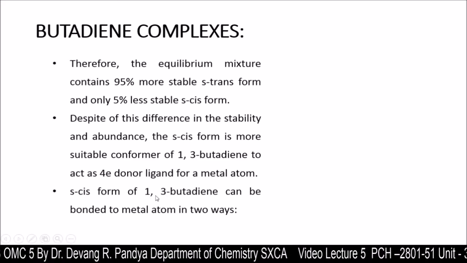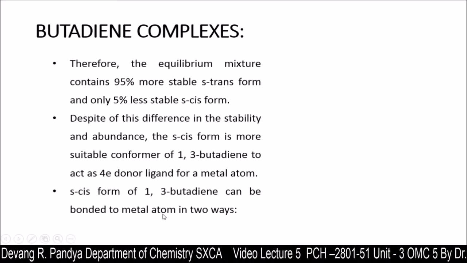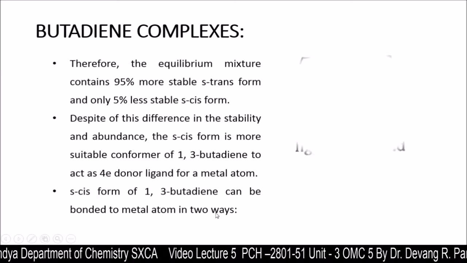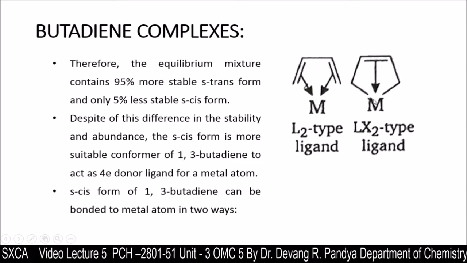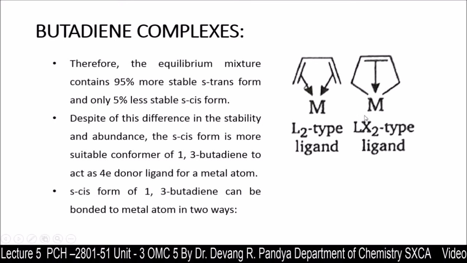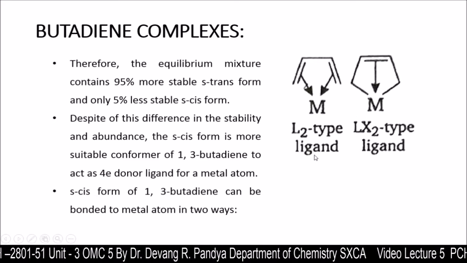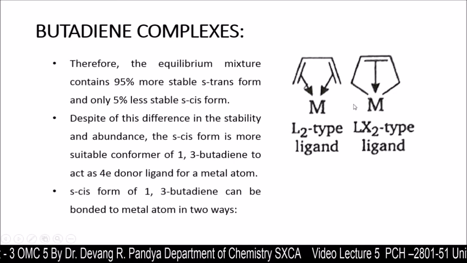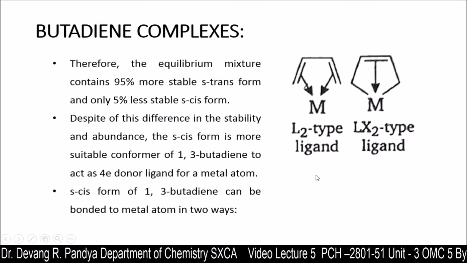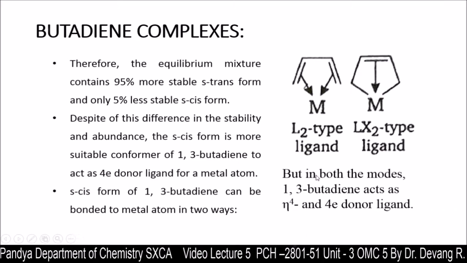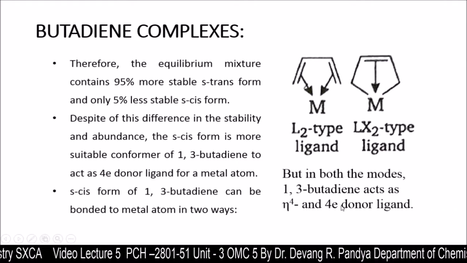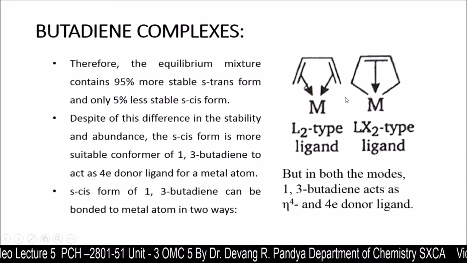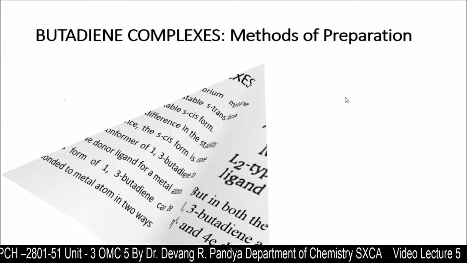S-cis form of 1,3-butadiene can be bonded to a metal atom in two different ways. So here you can see the S-cis form has these two different forms, L2 type ligand and LX2 type ligand. We can observe these two types of formation over here. But in both modes, 1,3-butadiene acts as an eta 4, 4 electron donor ligand.